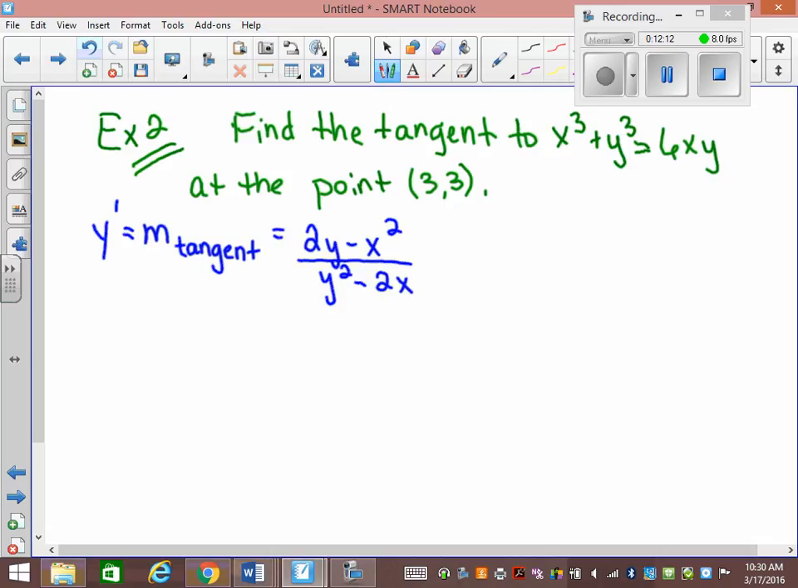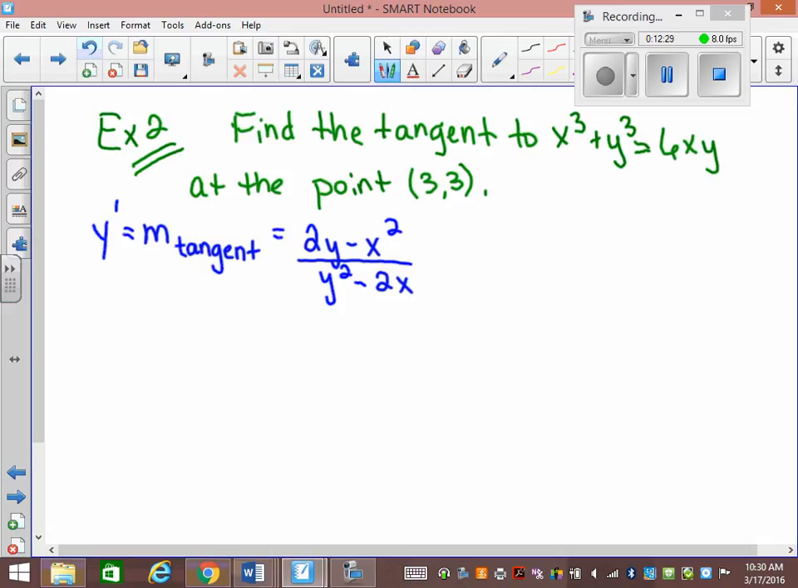So that's my tangent slope if I didn't have a point, right? If I just asked you for the equation of a tangent slope and I didn't give you a point, you'd be done. But I did give you a point. Normally for our tangent slope, we just fill in our x and get our tangent slope, correct? But actually for this one, we'd have to fill in our y as well.